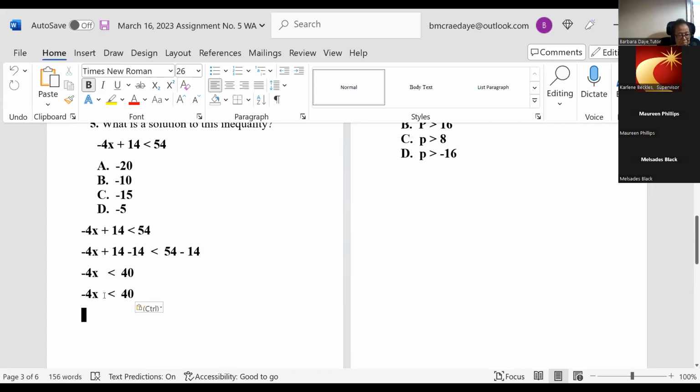We subtract... no. We're going to divide 4 on both sides. Yes, because minus 4 times x is a multiplication. So you'll divide both sides by what? Negative 4. So let's just put that there.